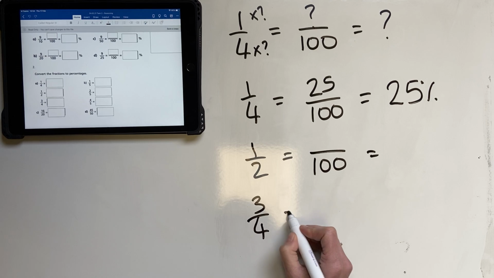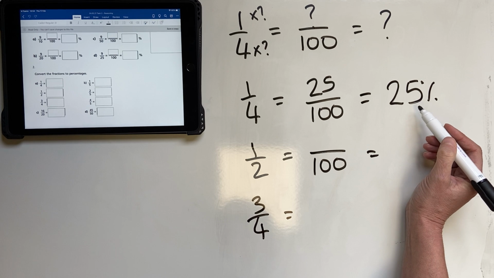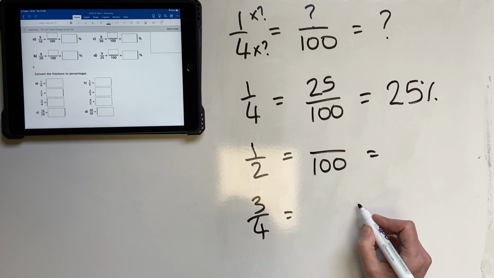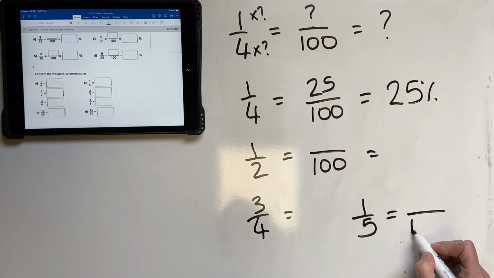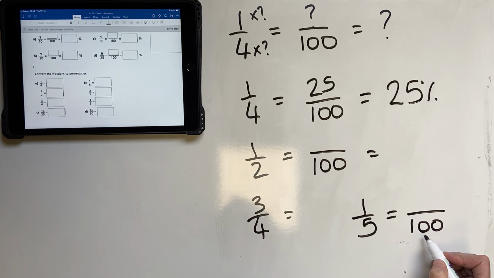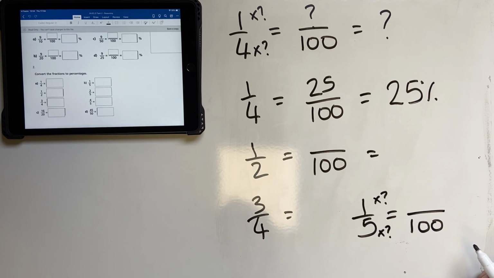3/4. If you know what 1/4 is, here's 1/4. What is 3/4? B, what is 1/5? So what is 1/5? What's the equivalent fraction in hundredths? How many 5s go into 100? What do you multiply 5 by to get to 100? So whatever you multiply the denominator by, you multiply the numerator with the same number. Find out what the equivalent fraction is in hundredths, then tell me what the percentage is.